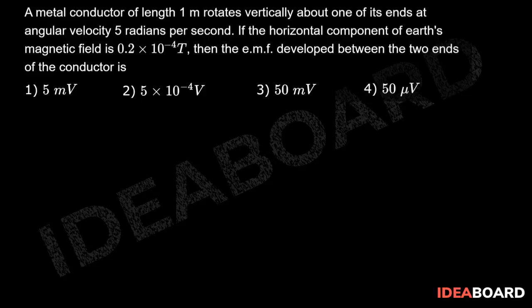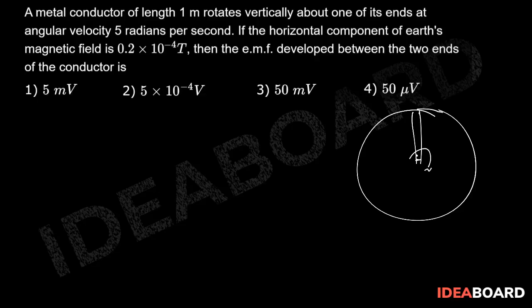Now in this question, let us have a diagram first of all. Let's say this is our rod, which is pivoted from one end, I am assuming, and it is rotating like this with angular velocity omega, correct? So this is the situation, and this is in the vertical plane, okay.